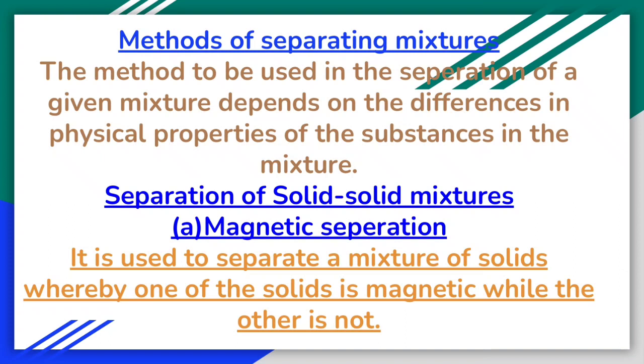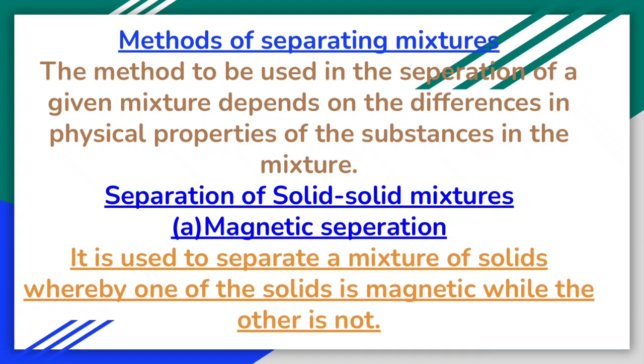Now, what happens is that you place the magnet on top of the mixture, and the magnet will attract the magnetic material. Like an example of a mixture of sulfur and iron filings. Now, we know iron is magnetic. A magnet will attract iron.